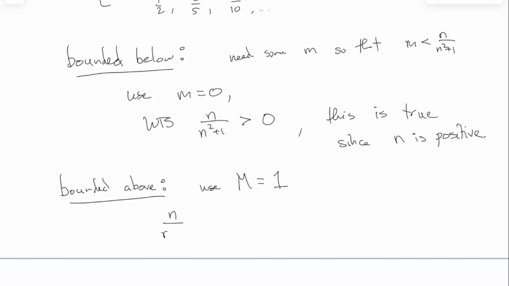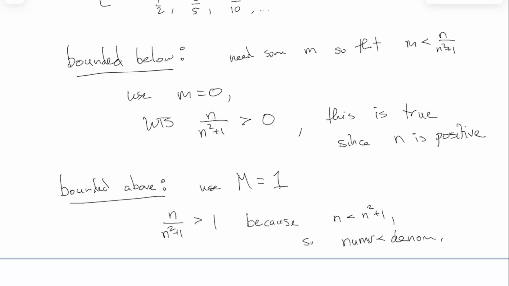and n divided by n squared plus 1 is always less than 1 because n is smaller than n squared plus 1. So the numerator is less than the denominator, and that means the value of the fraction is less than 1. So this is bounded below and also bounded above.